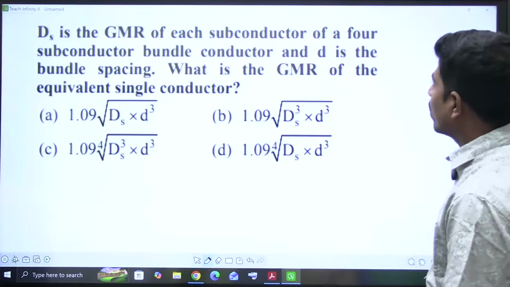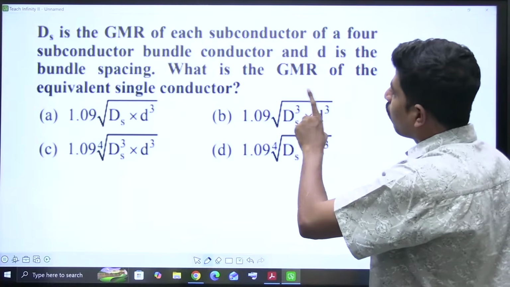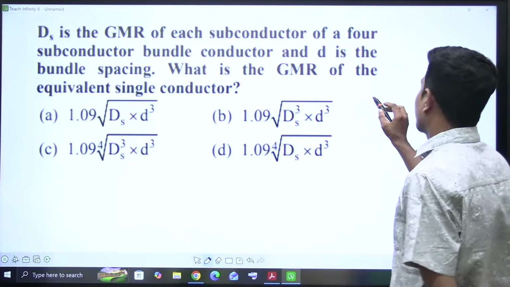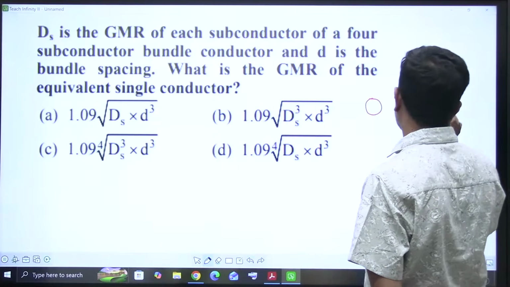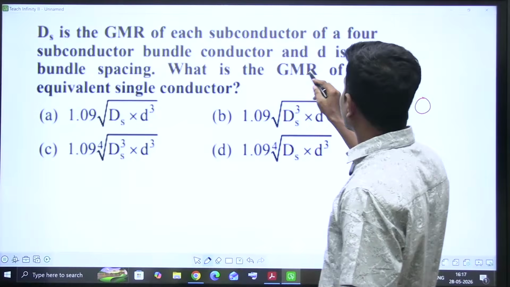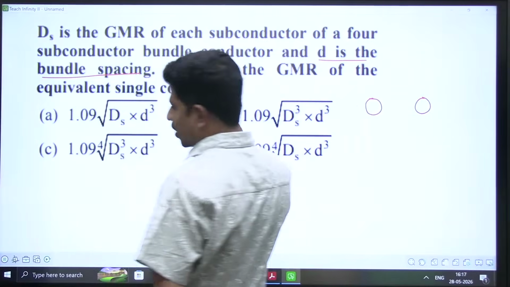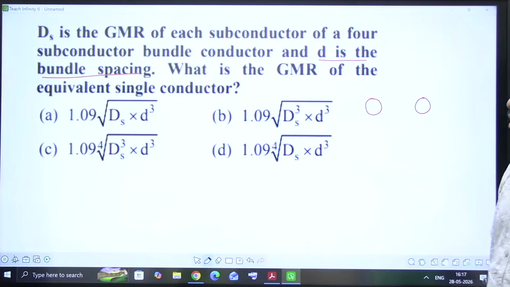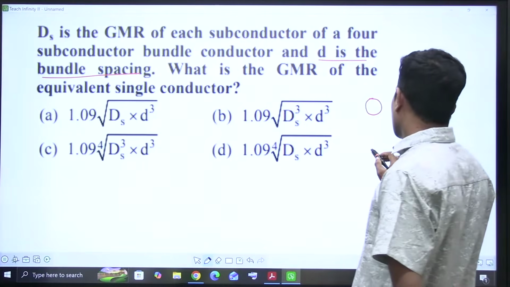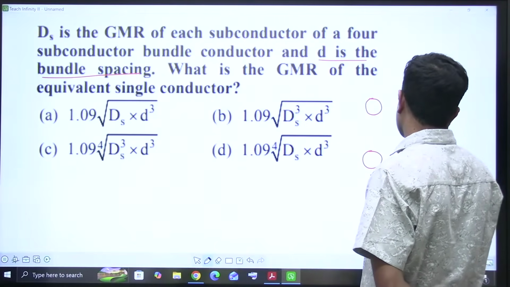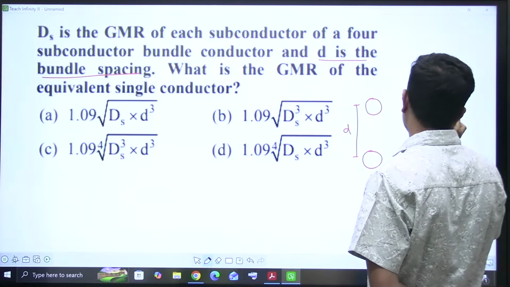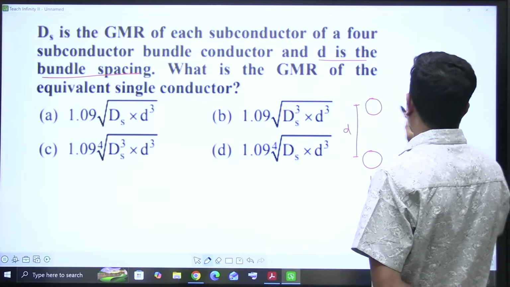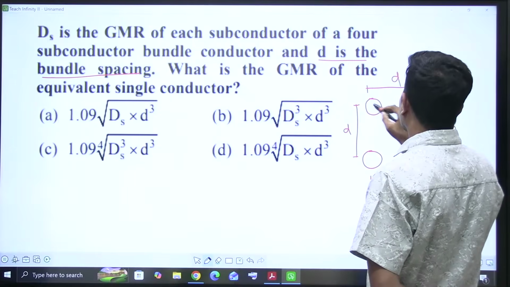Very simple. So he's saying each subconductor of a four subconductor bundle conductor. There are four subconductors. Sir, how do we have to arrange four subconductors? That is given by him. He is saying that D is the bundle spacing. Now, in which physical structure is spacing fixed, constant between all four? It is a square. Yes, he has given the bundle spacing as D. This is D, accepted. This is D, accepted. This is also D, accepted.